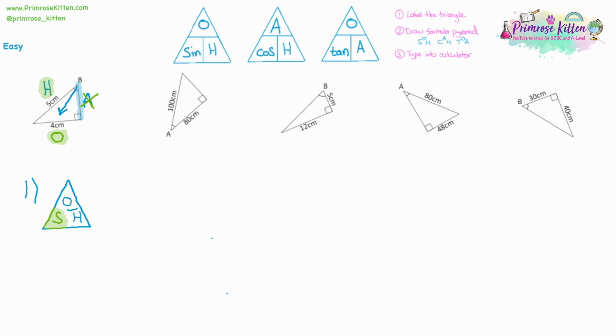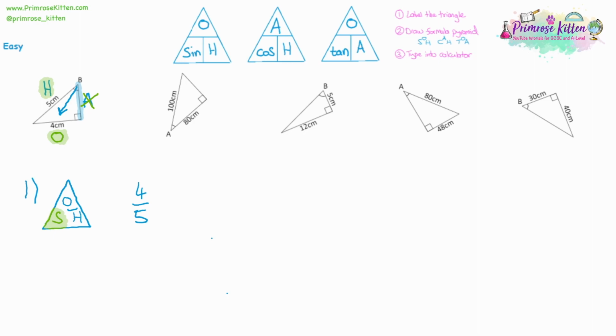So we have O, the opposite, which is 4 centimeters. And we have H, the hypotenuse, which is 5 centimeters. So if we divide those by each other, we're going to get 0.8. Is B going to be 0.8 degrees? Well, no, that's way too small. And also, this is trigonometry. We need to be using sin, cos, or tan.